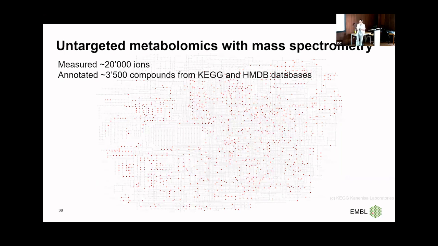We used 6 different untargeted metabolomics methods and we measured about 20,000 ions and covered about 3,500 compounds from KEGG and human metabolome database. And this map here is a KEGG map of metabolism, and each red dot shows a metabolite that we could annotate, demonstrating that we had quite a broad coverage of different metabolite classes in our experiment.